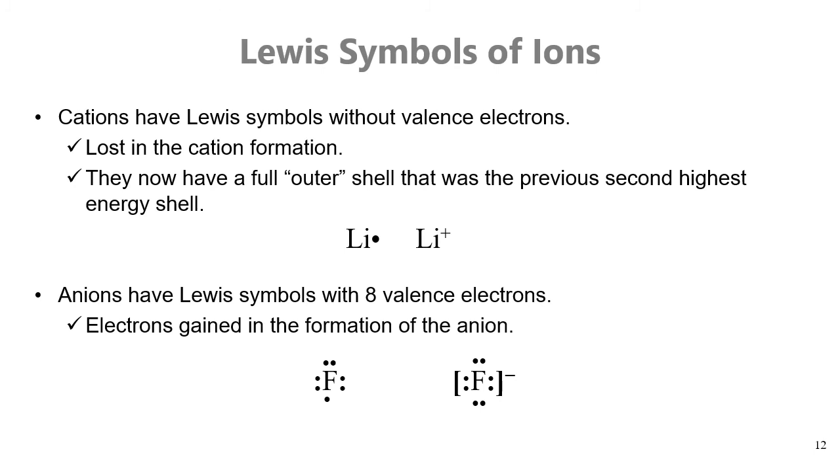Lewis symbol for ions. As for cations, the symbol is without valence electrons because it loses electrons. As for anions, you can see at the bottom there, the symbol has 8 valence electrons, showing the gain of electrons in the formation of an anion.